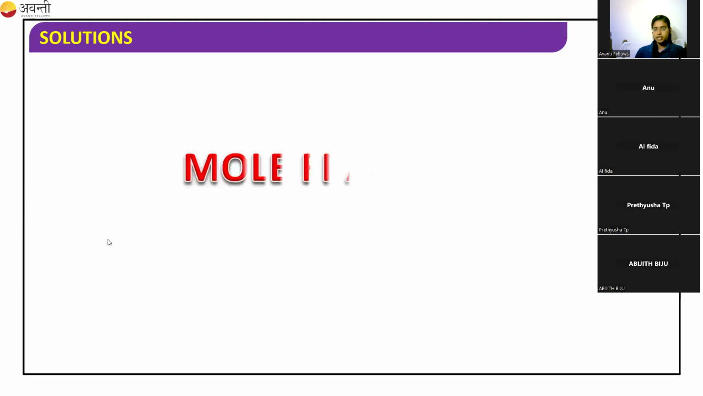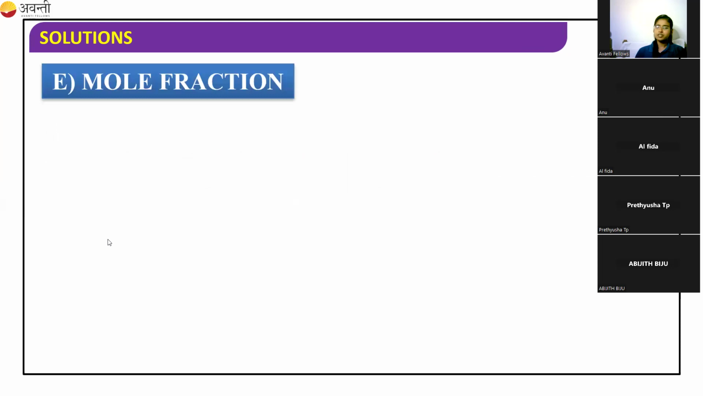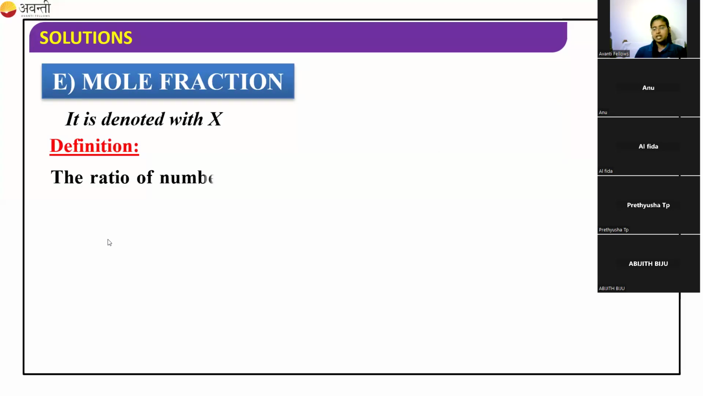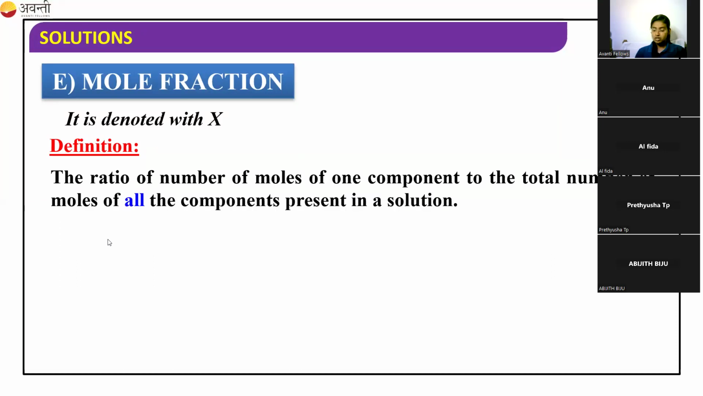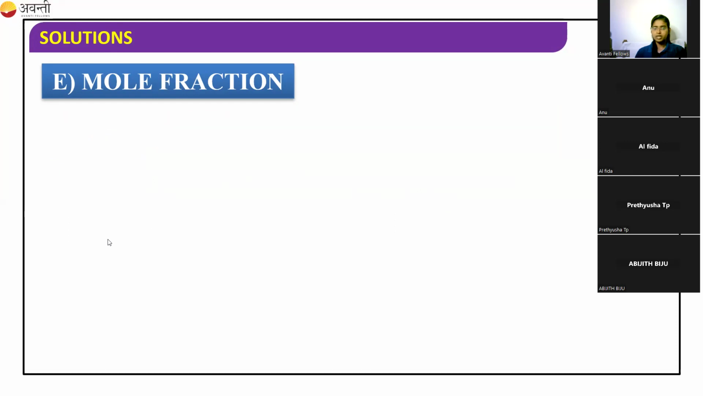Then the next concentration term is mole fraction. Mole fraction is the fifth concentration term. It is denoted by the letter X. The definition is the ratio of the number of moles of one component to the total number of moles of all components present in the solution. I'll give you the formula, it will be easier. Before that, I will give you an example.